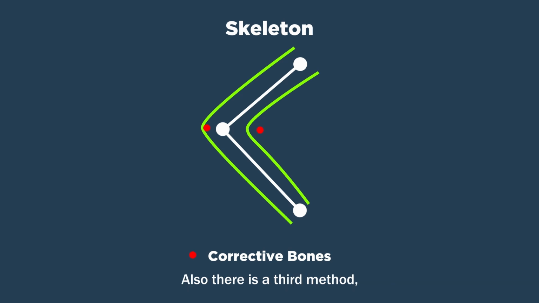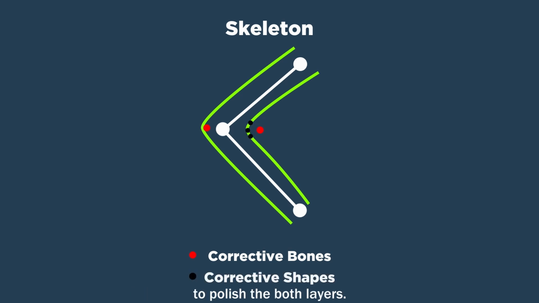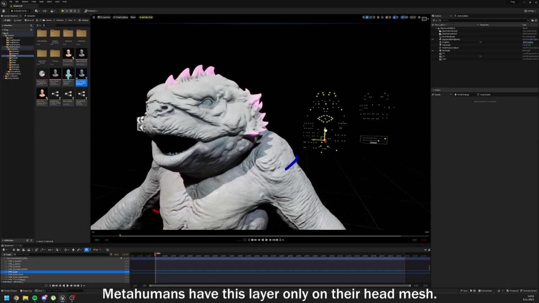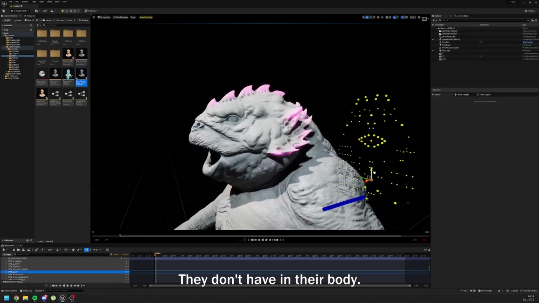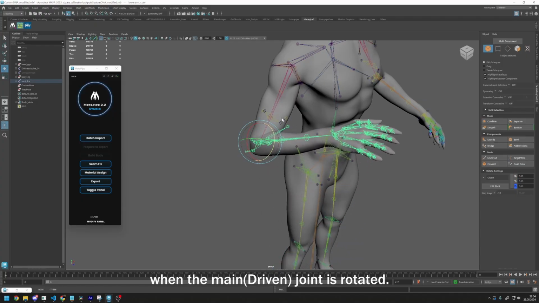Also, there's a third method that we can do the same thing in vertex aspect to polish the both layers. However, Metahumans have this layer only in their head mesh. They don't have in their body. Corrective shapes only get activated when the main joint is rotated.